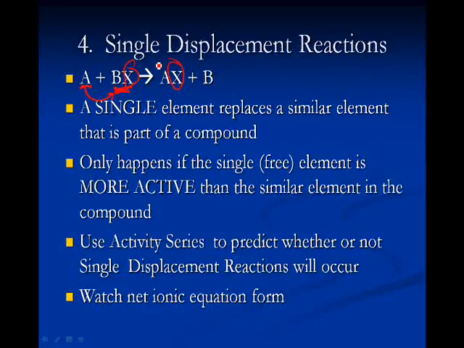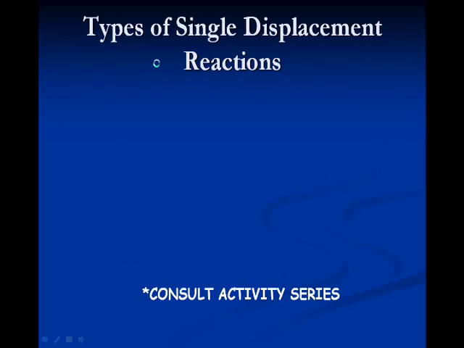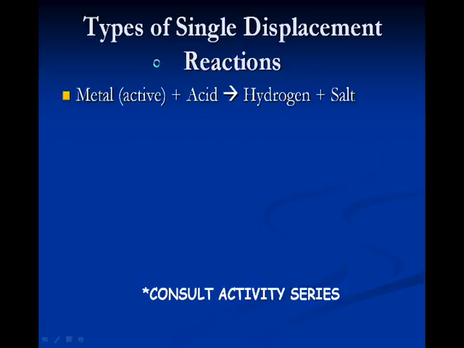and it will cancel out or not be included in the reaction. So there are several types of single displacement reactions. You can have a metal plus an acid make hydrogen and salt. And so this would be something like magnesium plus hydrochloric acid making hydrogen gas, and the salt here would be the magnesium and the chloride, MgCl2, and you would need to balance that reaction.